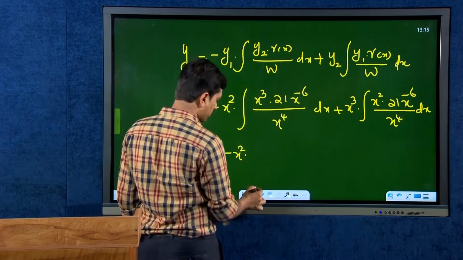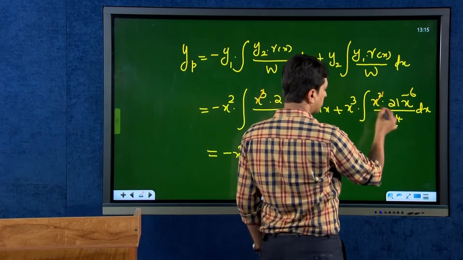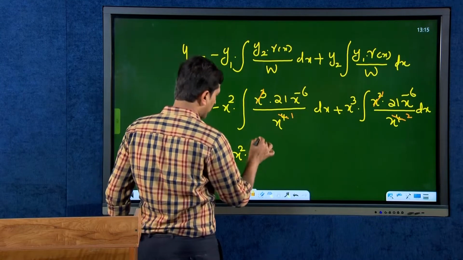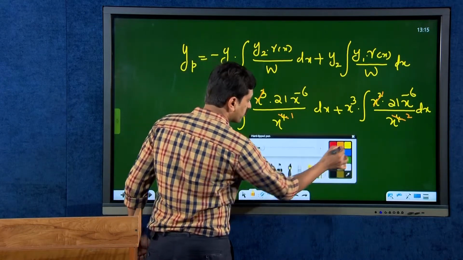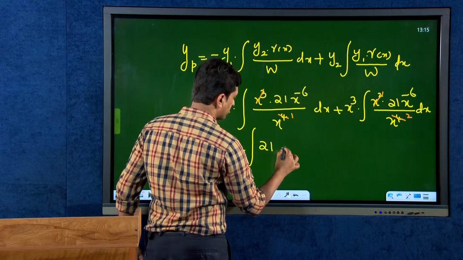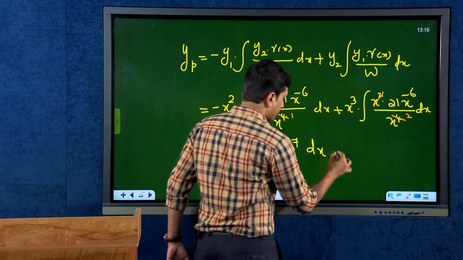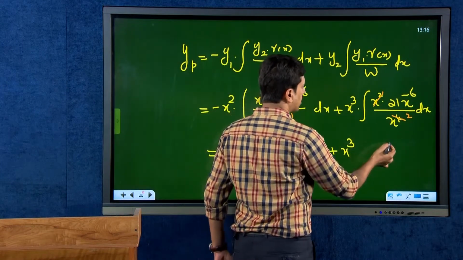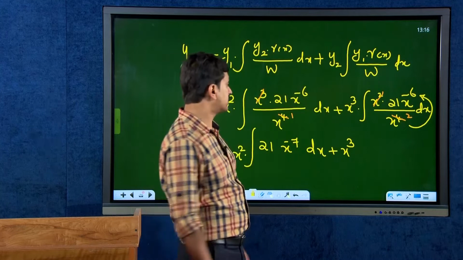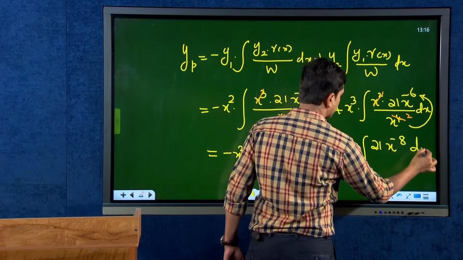Okay, fine. So, this is equal to minus x square into the integral of, we have x cube here, so we can cancel this and this. Finally, we will have x square in the denominator, here x raised to 4, therefore integral of 21 x raised to minus 6 plus minus 1, that is x raised to minus 7 dx, plus x cube into the integral of, we will take this 2 to here, therefore we will have minus 6 minus 2 is minus 8, therefore x cube into the integral of 21 x raised to minus 8 dx.